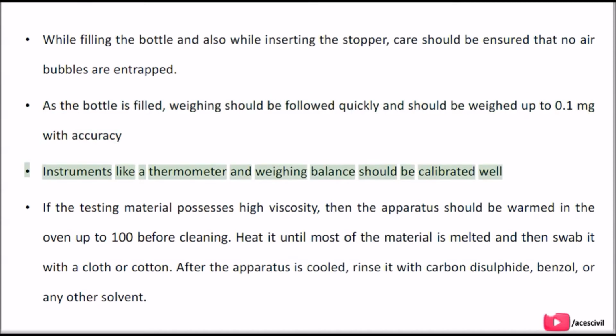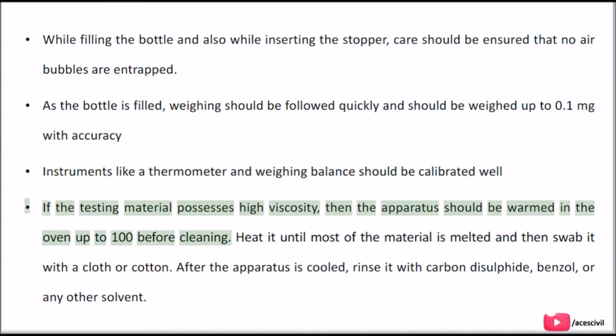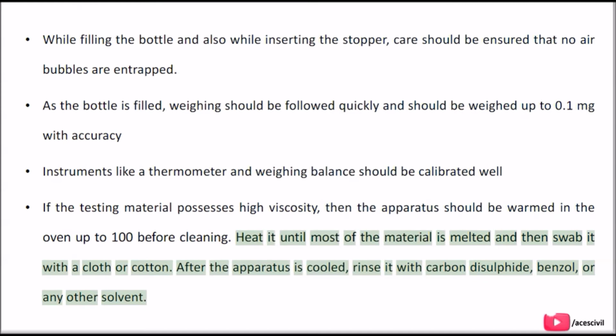Instruments like a thermometer and weighing balance should be calibrated well. If the testing material possesses high viscosity, then the apparatus should be warmed in the oven up to 100 before cleaning. Heat it until most of the material is melted and then swab it with a cloth or cotton. After the apparatus is cooled, rinse it with carbon disulfide, benzol, or any other solvent.